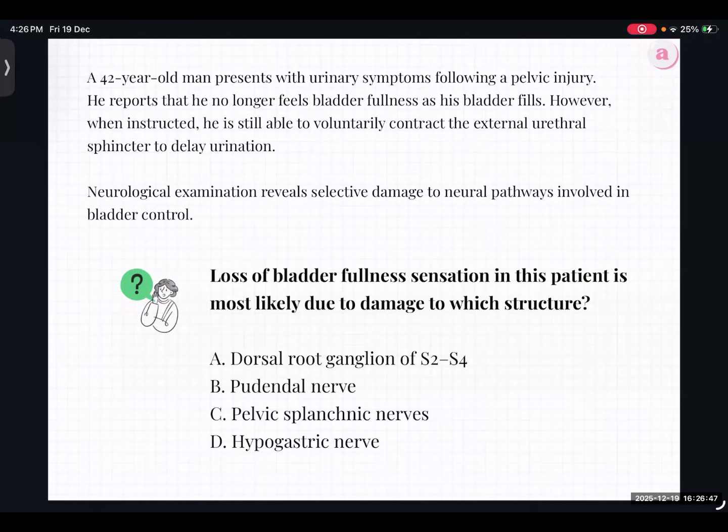After neurological examination, we revealed that there is selective damage to neural pathways involved in bladder control. Our question here is: the loss of bladder fullness sensation in this patient is most likely due to damage in which structure? Exactly. We're saying loss of sensation. Perfect. Really well done. It is the dorsal root ganglia of S2 to S4 nerves.